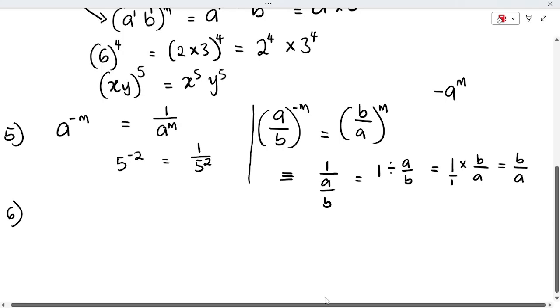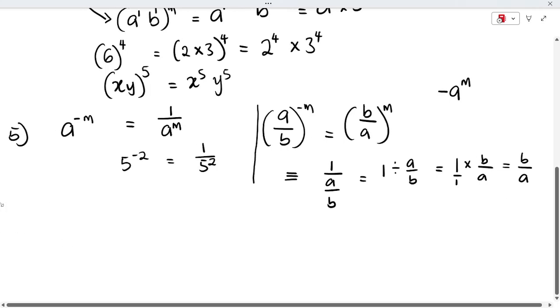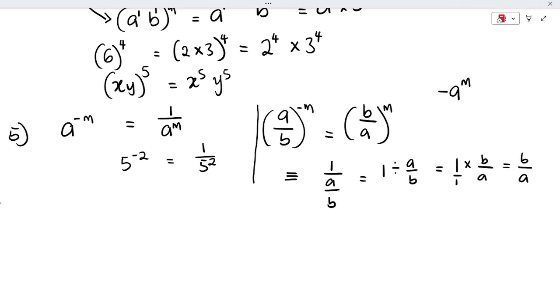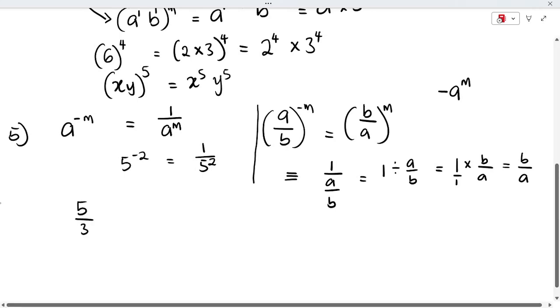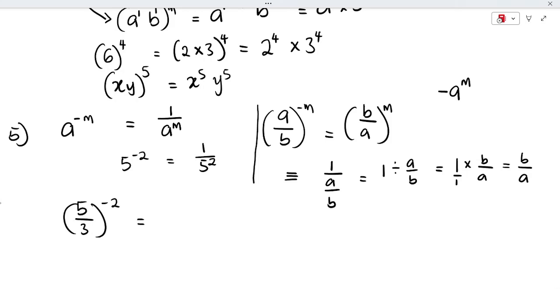Now, let me just give one example in this case. Let us say we have 5 over 3 raised to power minus 2. Here we will be applying more than one law, so let us watch it carefully. Because the power is negative, what do we do? Simply turn the fraction upside down. So it becomes 3 over 5 and the negative power disappears.